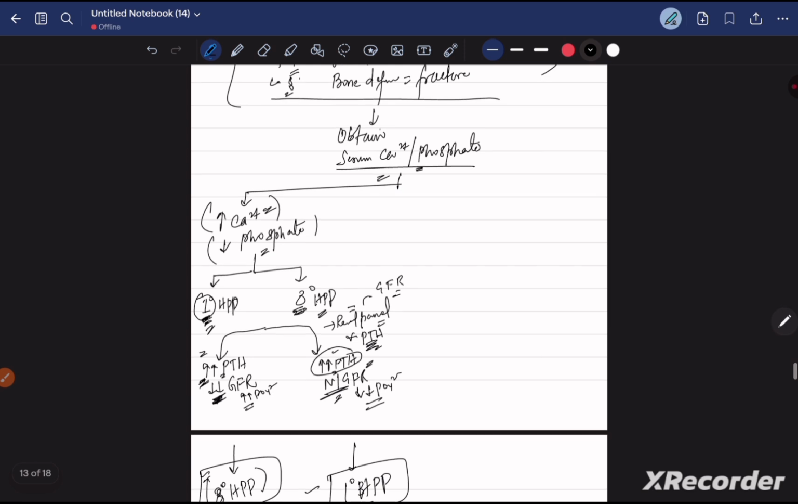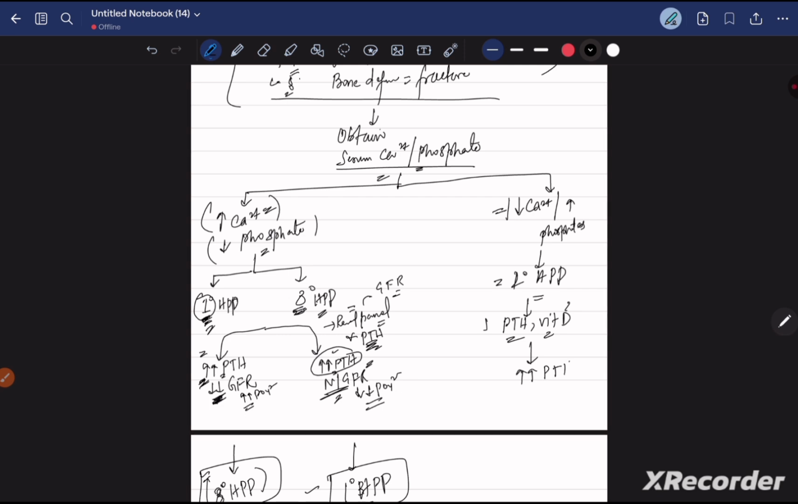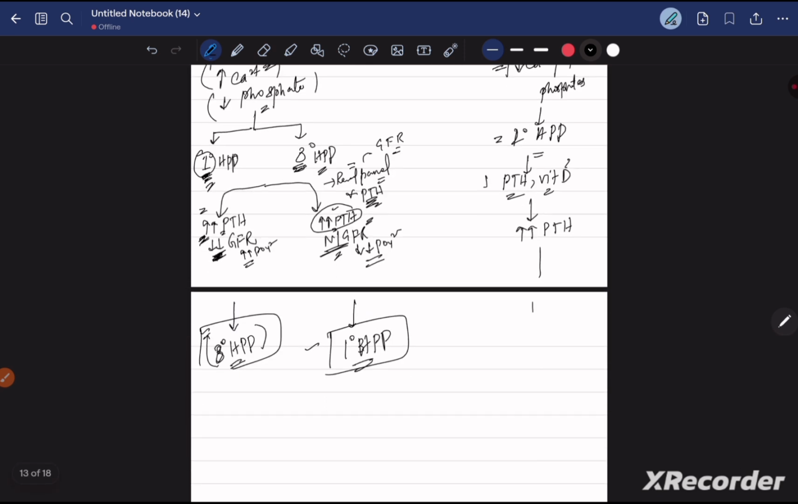The second instance could be decreased calcium and increased phosphates. We can say normal or decreased calcium, or increased phosphates. So possibly this is secondary hyperparathyroidism. But you won't stop here. You will obtain a serum PTH and vitamin D. Since there is increased PTH, this is secondary hyperparathyroidism.